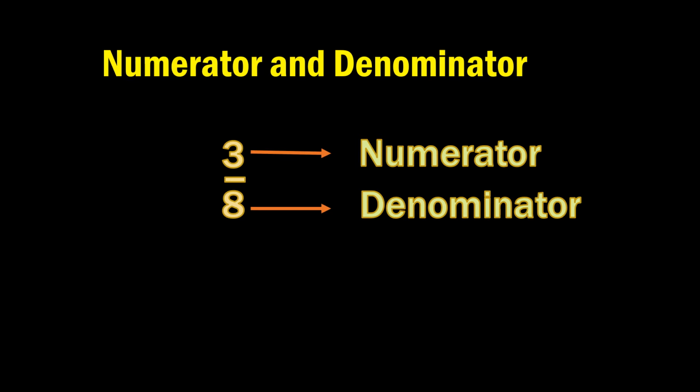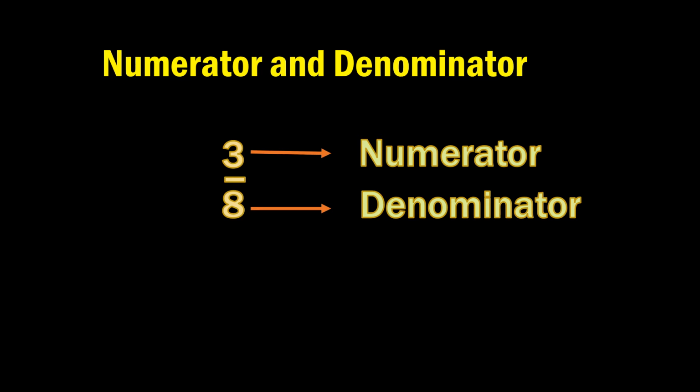So we can easily remember this denominator and numerator. See the first letter of denominator, it is D. So D for down. So denominator is in down. And numerator, second letter U. So U up. So numerator is in up. So we can easily remember numerator and denominator.